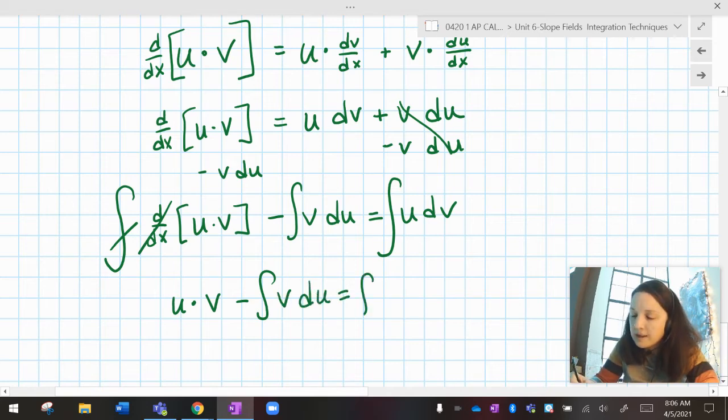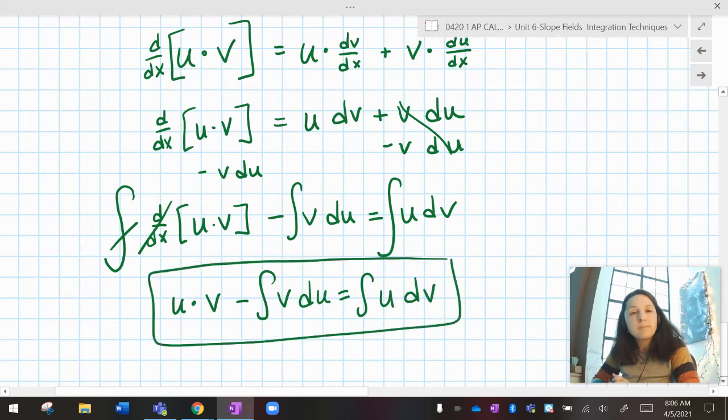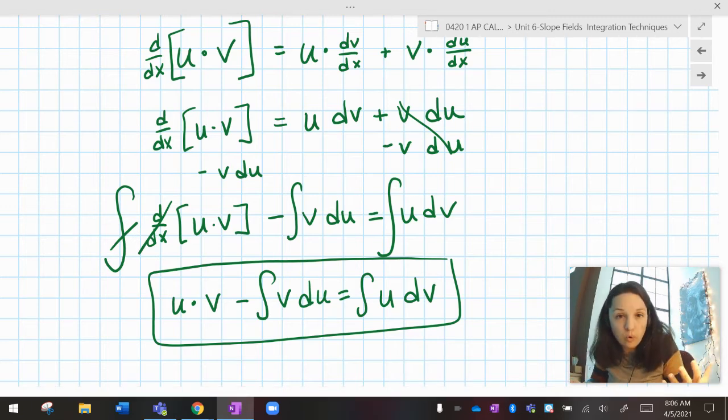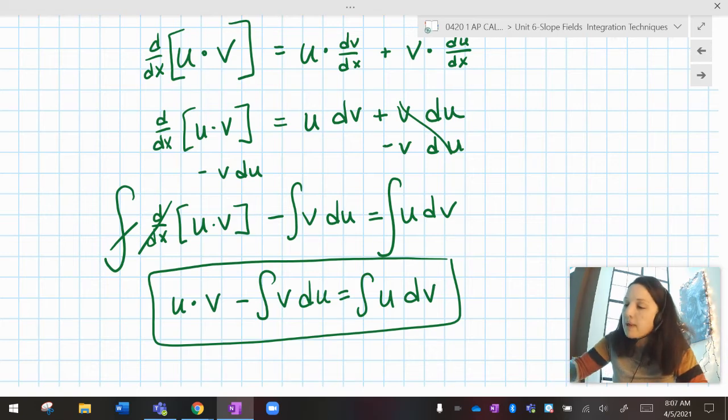Hey, wait a second. There it is. That's the integration by parts formula. The integration by parts formula came from using the product rule and then integrating both sides. Okay, so integration by parts is really just the backwards product rule, and U substitution, kind of, is really a backwards chain rule. All right, so I'm hoping that that makes sense.